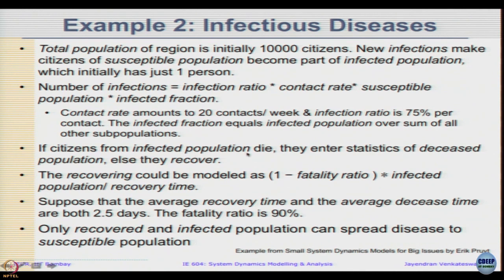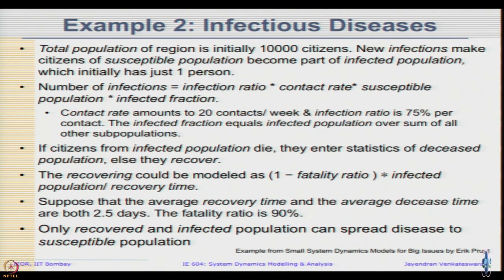If citizens from the infected population die, they enter the statistics of the diseased population, else they recover. Okay, now it is interesting. Now we have a diseased population and a recovered population, so we have susceptible, infected, diseased, and recovered. The recovering could be modeled as 1 minus the fatality ratio times the infected population, divided by the recovery time. So how long it takes to recover affects that. Suppose the average recovery time and the average disease time, that is the average time it takes to die, are both 2.5 days, and the fatality ratio is 90%.